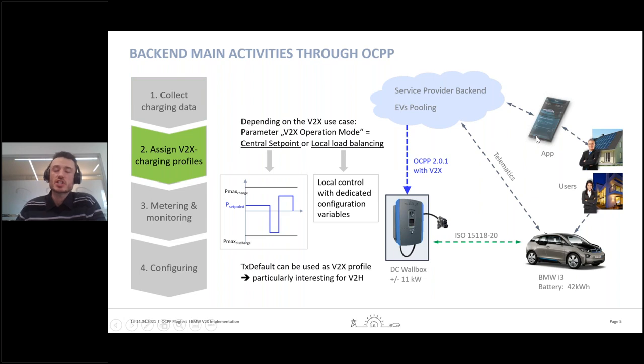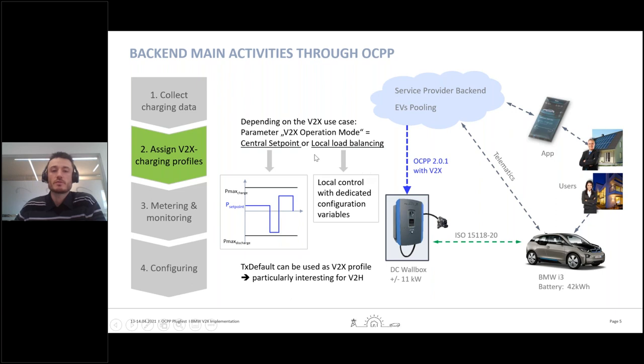With all this charging information, the backend will be able to compute a V2X charging profile and send it to the wallbox. Depending on the use case we would like to realize, there are different V2X operation modes. For the vehicle to grid and vehicle to business use cases, we use a central set point, as already presented by Frank. In this mode, we can send a power set point that will be followed by the wallbox.